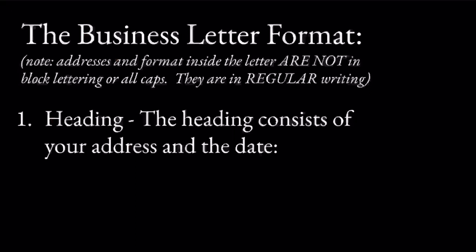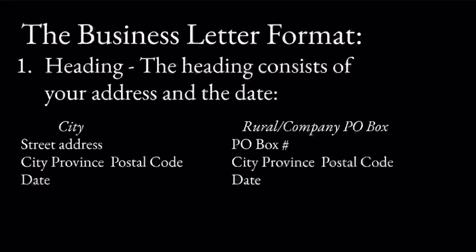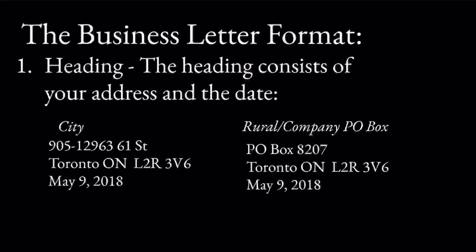Now, these things that you need to realize, they're in regular writing. You're not using all caps or block lettering like you would have in the envelope. You're using regular writing. If you're addressing to a city, you put in the street address, then the city, province, postal code, and then the date. And then, of course, if it's a company, PO box number, or a rural area, it's the post office box number, city, province, postal code, and the date.